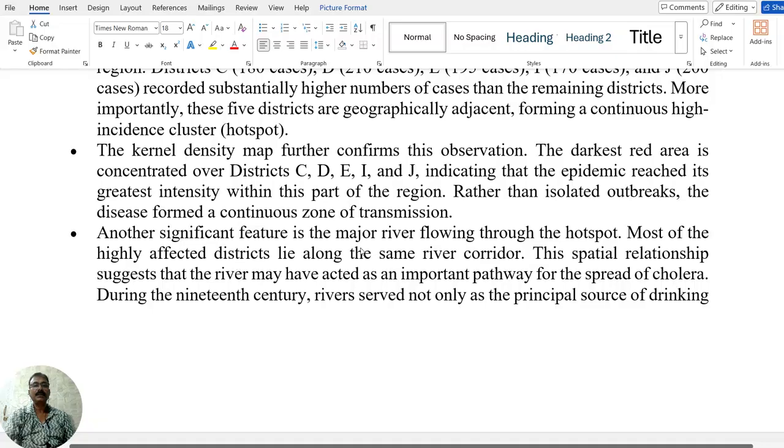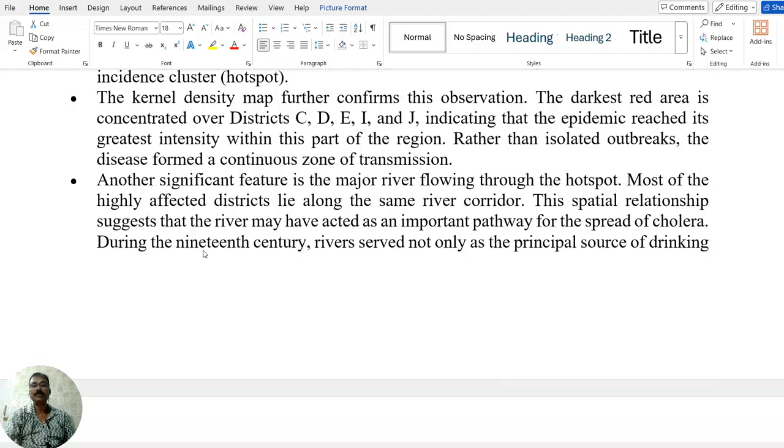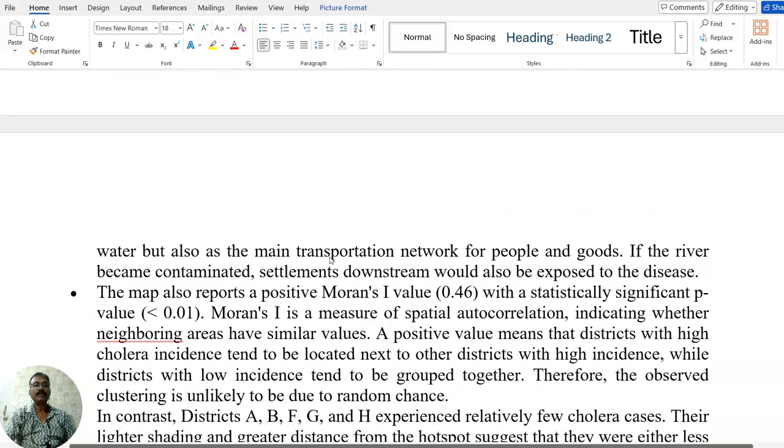Another significant feature is the major river flowing through the hotspot. Most of the highly affected districts lie along the same river corridor. The spatial relationship suggests that the river may have acted as an important pathway for the spread of cholera during the 19th century. Rivers served not only as the principal source of drinking water but also as the main transportation network for people and goods. If the river became contaminated, settlements downstream would also be exposed to the disease.